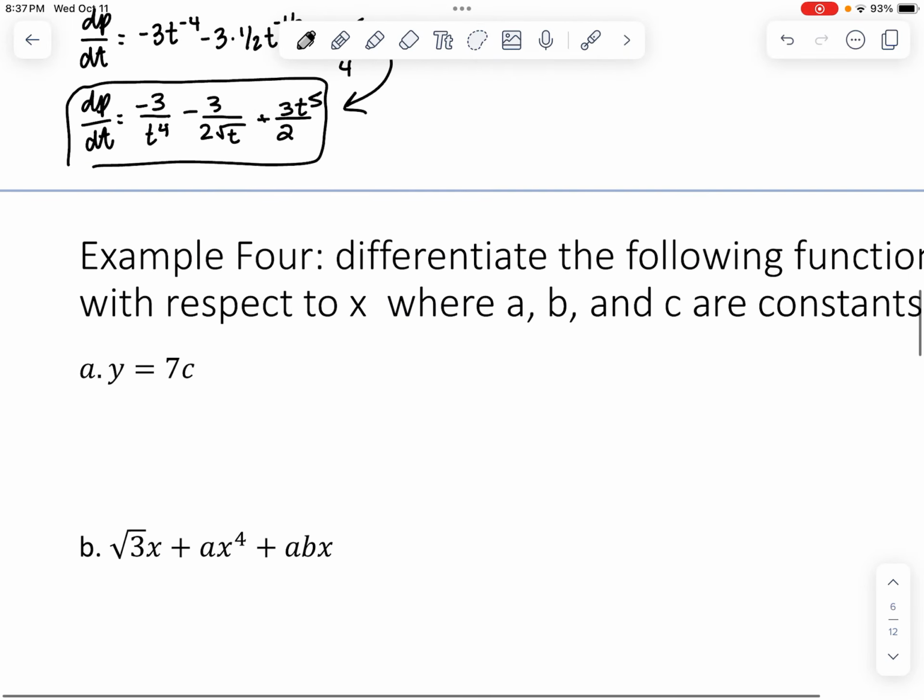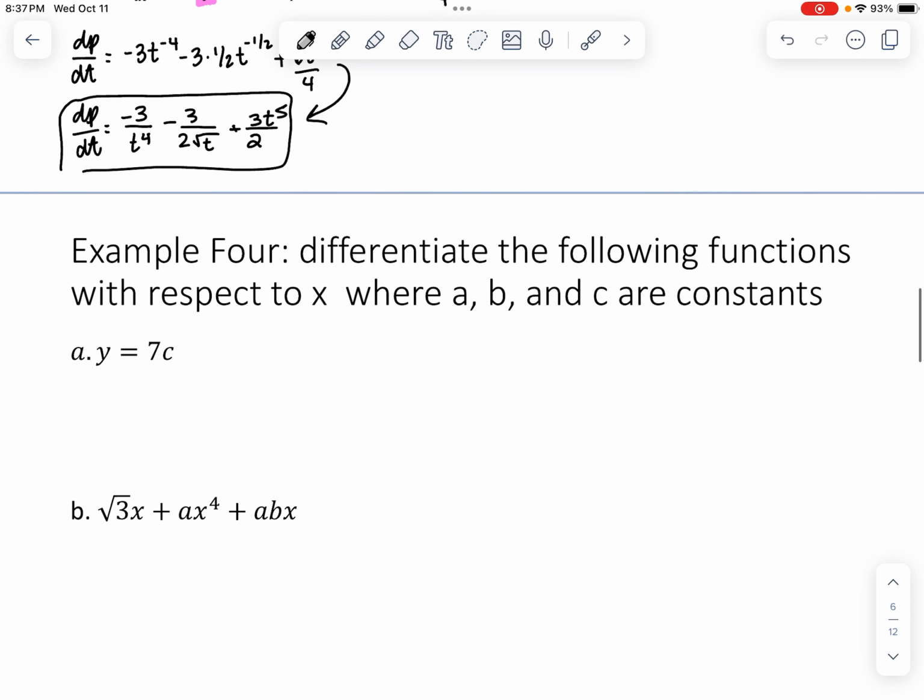Okay, we'll do a couple more. So this one says differentiate the following functions. Differentiate means take the derivative. So many different ways that you can say this. Take derivative. And it says, with respect to x, where a, b, and c are constants.